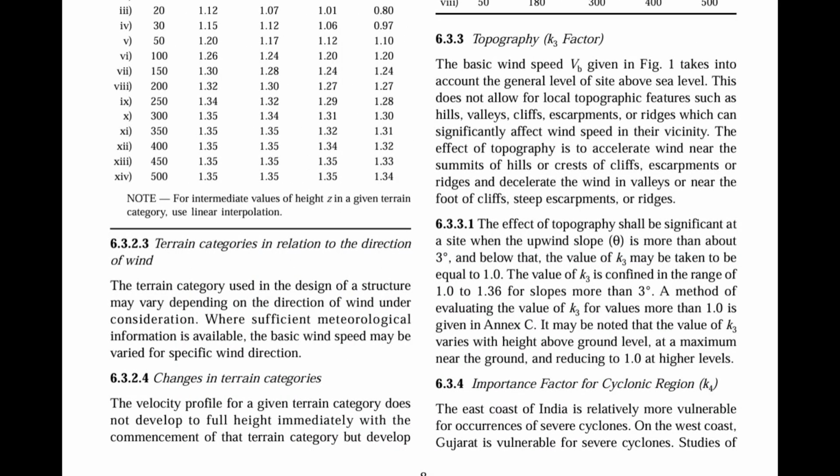The third wind speed influencing factor is the topography factor. The ground features like hills, valleys, cliffs also affect the wind speed. You may have observed that the wind speed increases at the top of the hill. And if the ground slope increases, the wind speed also increases. If the ground slope decreases, the wind speed also decreases.